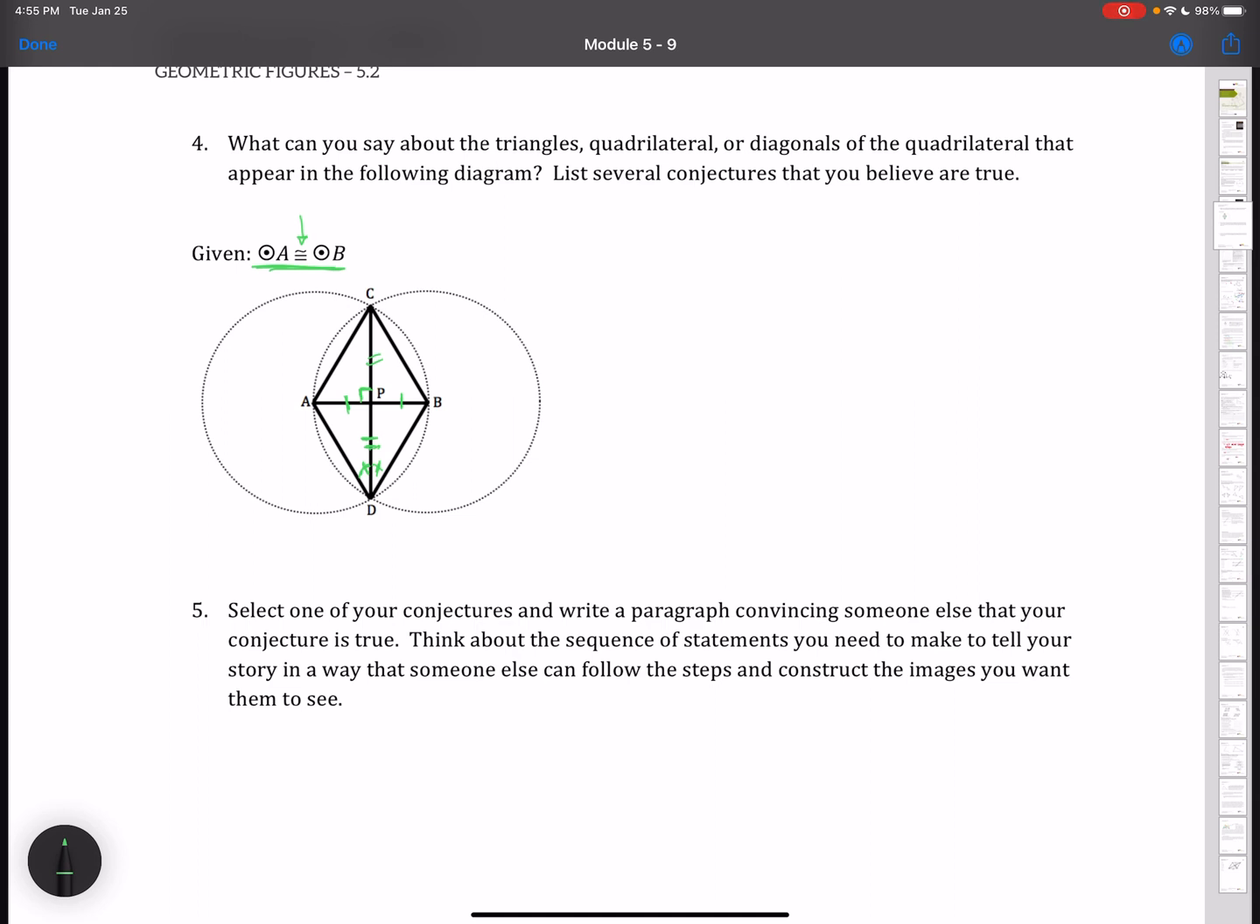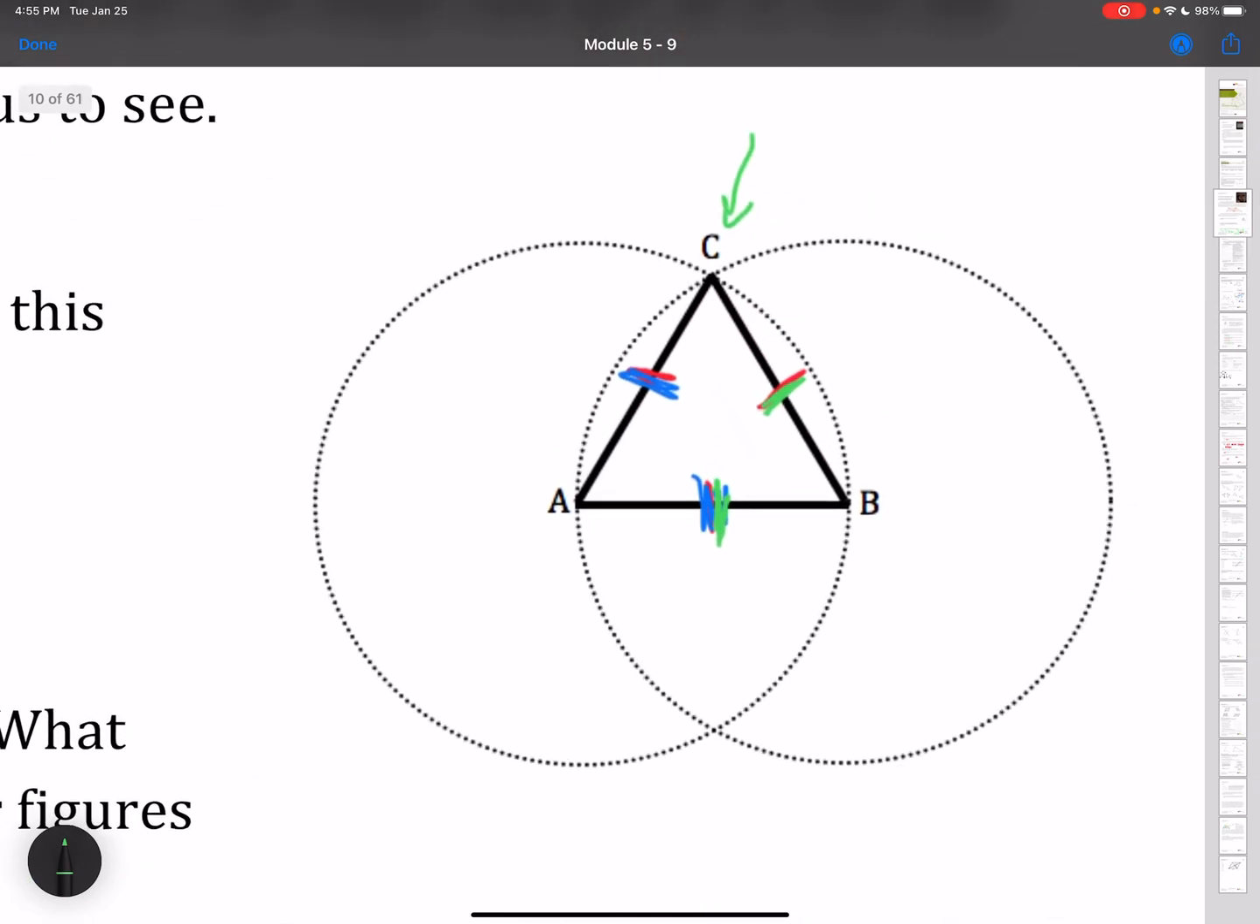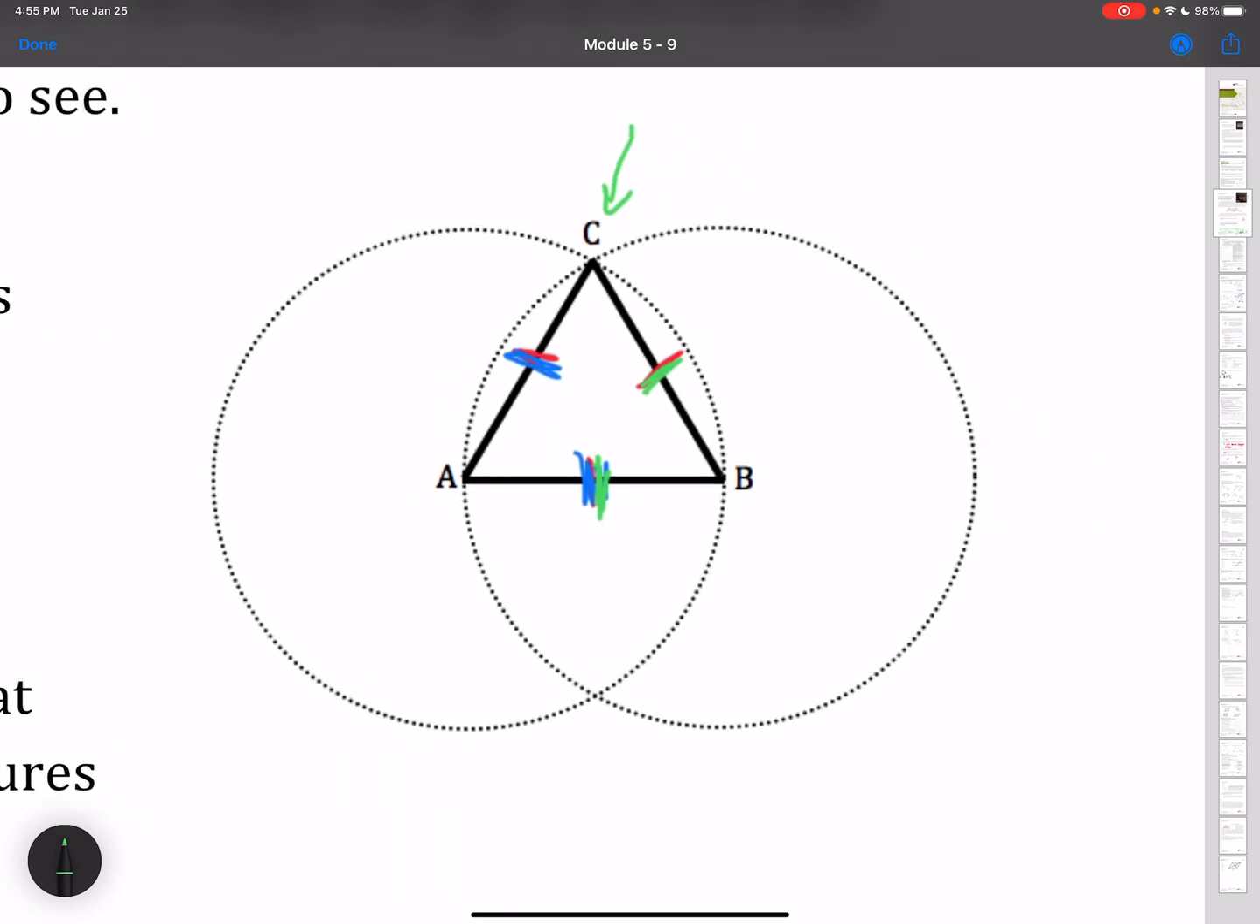What we need to do now is select one of our conjectures and write a paragraph that would convince someone else that your conjecture is true. Think about the sequence of statements you'd have to make. When I was talking about this equilateral triangle up here, I made a series of statements, and you might go back and review that portion of the video. You're looking for a sequence of statements that build on one another to support your claim.